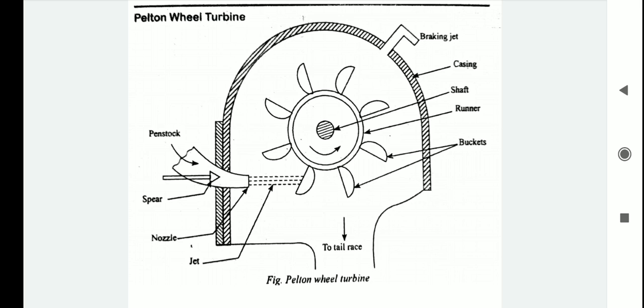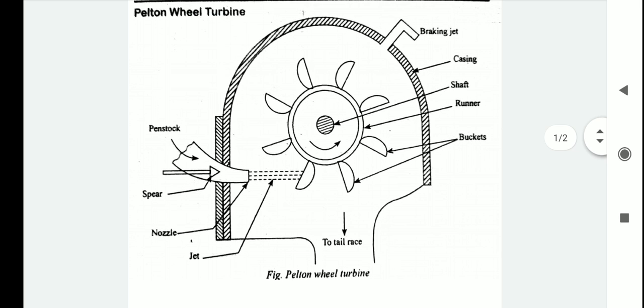After the runner, the water falls into the tail race. The casing provides the housing for the runner, and it is open to atmosphere. Brake nozzles are used to bring the runner from high speed to rest whenever it is to be stopped. To achieve this, water is made to flow through a brake nozzle in the direction opposite to that of the runner.